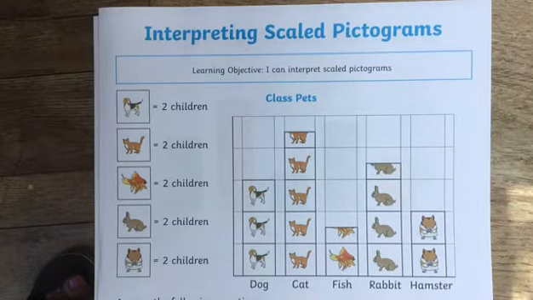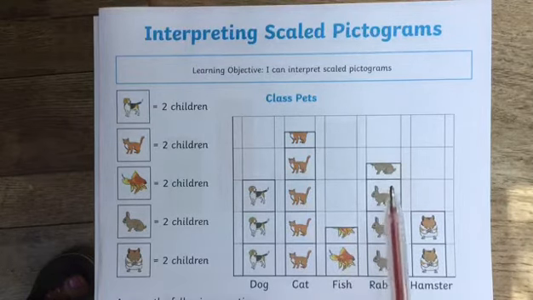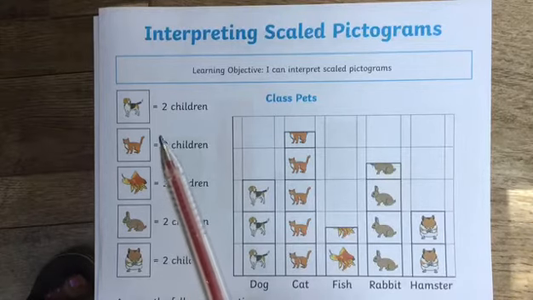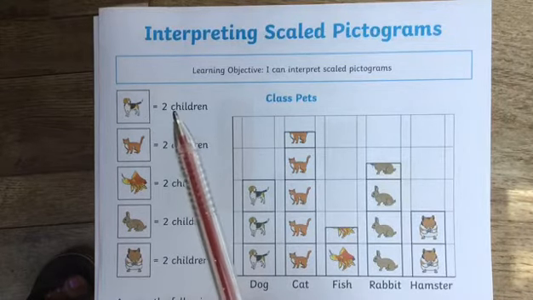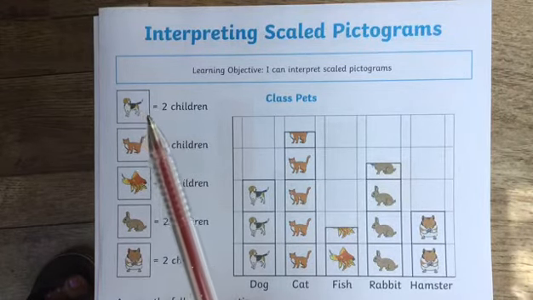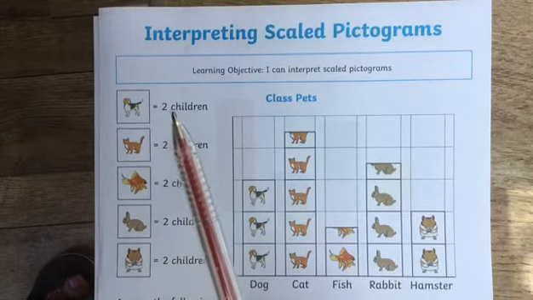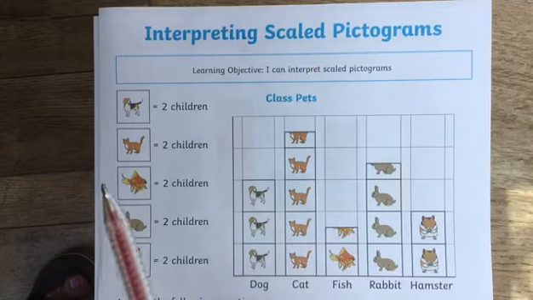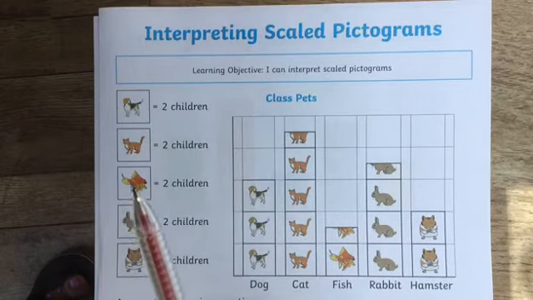Did you get the answer? 3. Excellent if you did, because you can see that we've got a full picture representing 2 children and then half a fish. Okay, pretty straightforward, isn't it? We've got a nice amount here. So one picture represents 2 children, but sometimes you might have a picture representing 5 or representing 10 children.